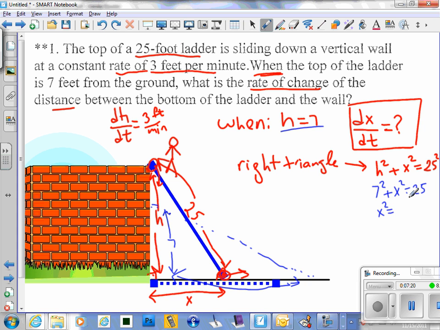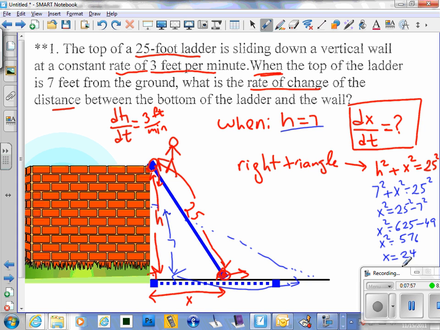x squared equals 25 squared minus 7 squared, where you have x squared equals 625 minus 49, which is going to be 576. Correct. What's that x squared? Which number squared is 576? If you do your math, the mental math, this is going to be 24.